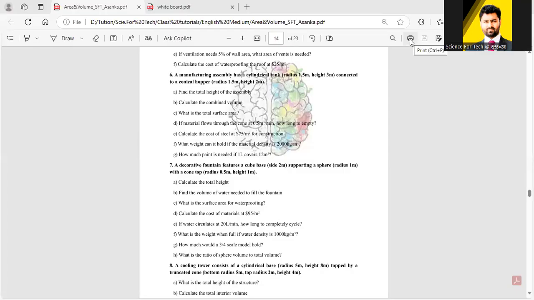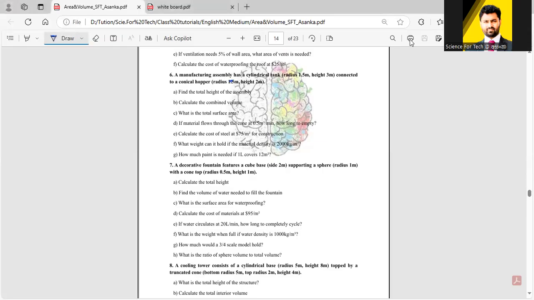Okay, let's move to the sixth question. A manufacturing assembly has a cylindrical tank, radius 1.5, height is 3, connected to a conical hopper, radius 1.5, height is 2. Let's change this 1.5 to 1 meter. In part A, find the total height of the assembly.